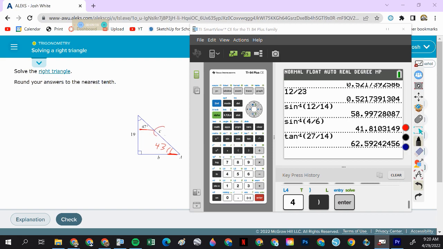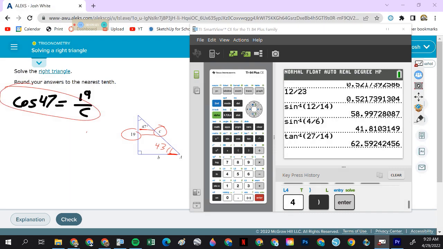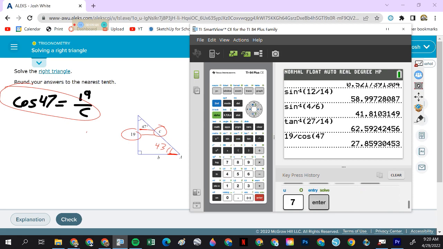So if I want to find C, then I could do the cosine. The cosine of 47 is equal to 19 over C, not X, C. Okay, how do I solve that? Switch places with those. So 19 divided by the cosine of 47 is 27.9.